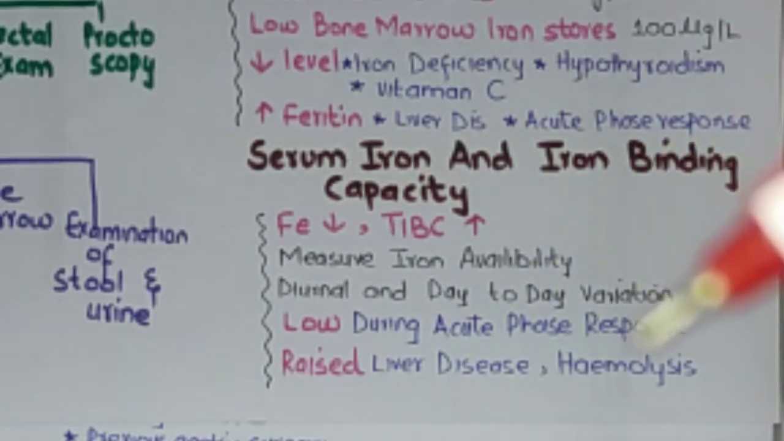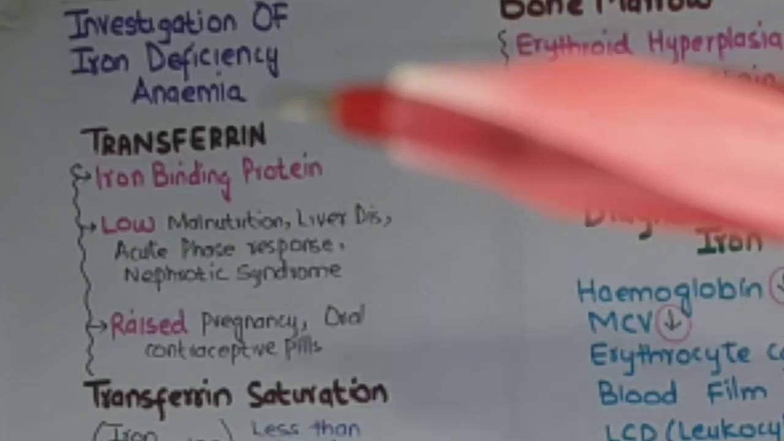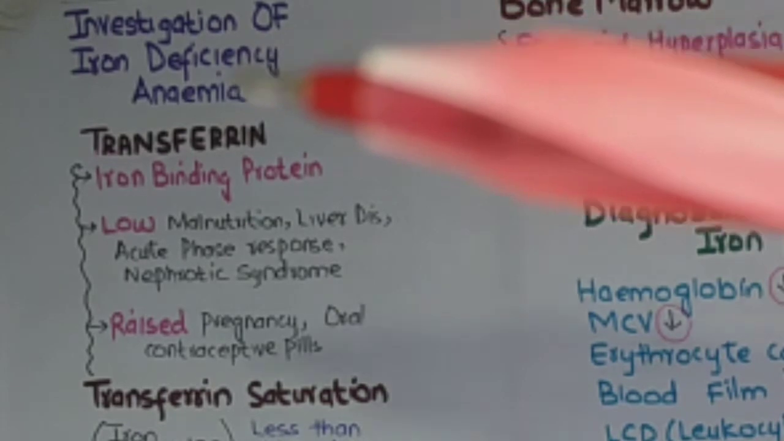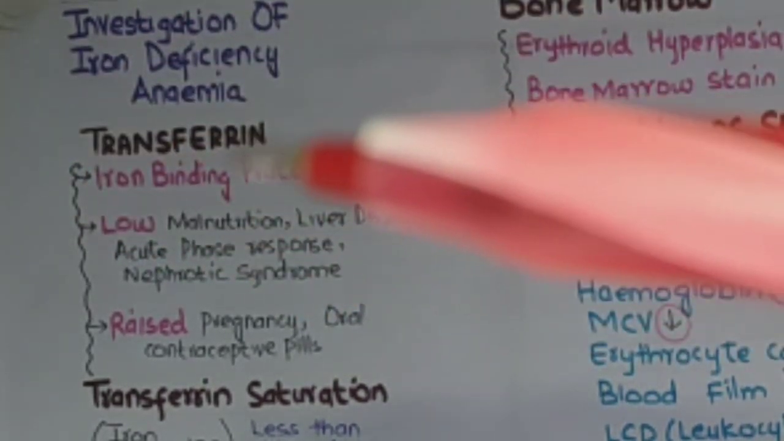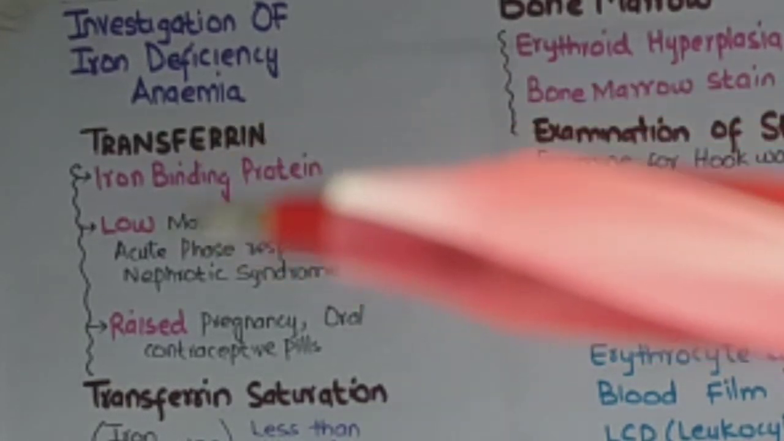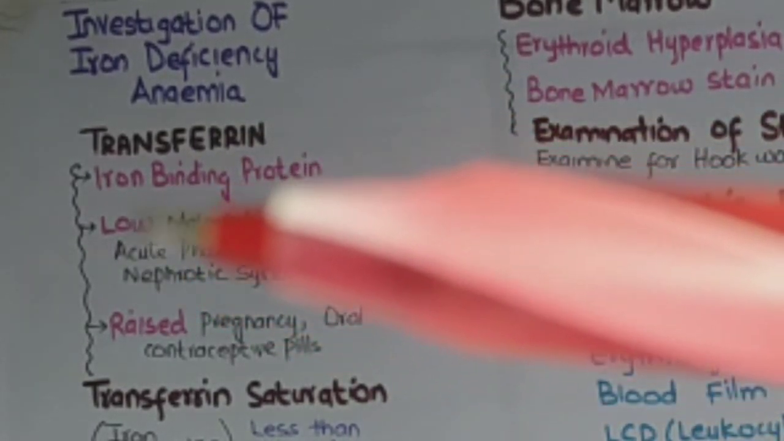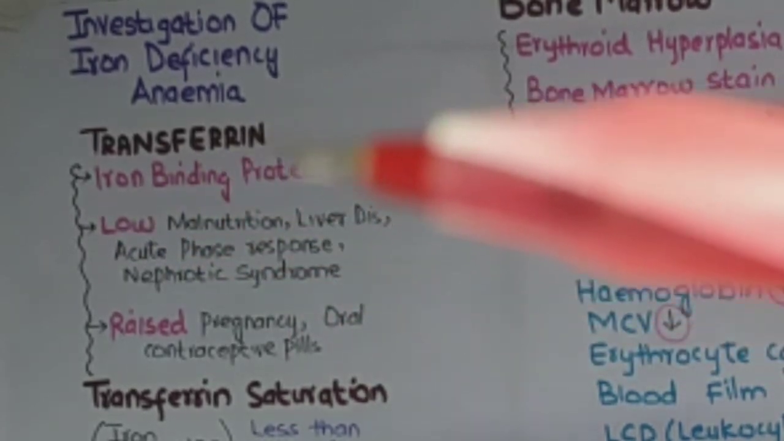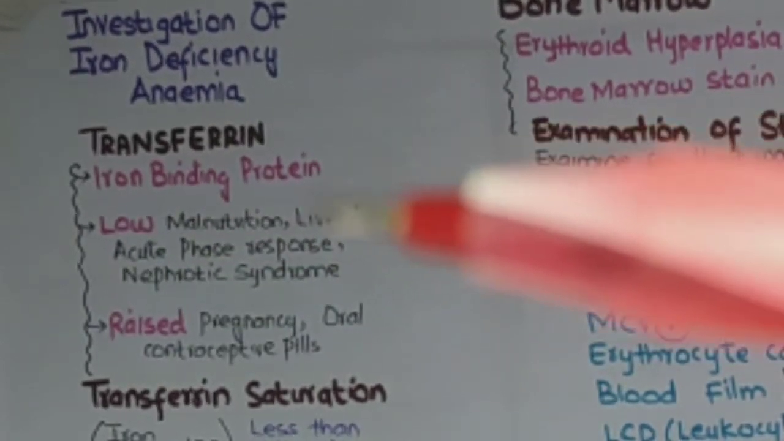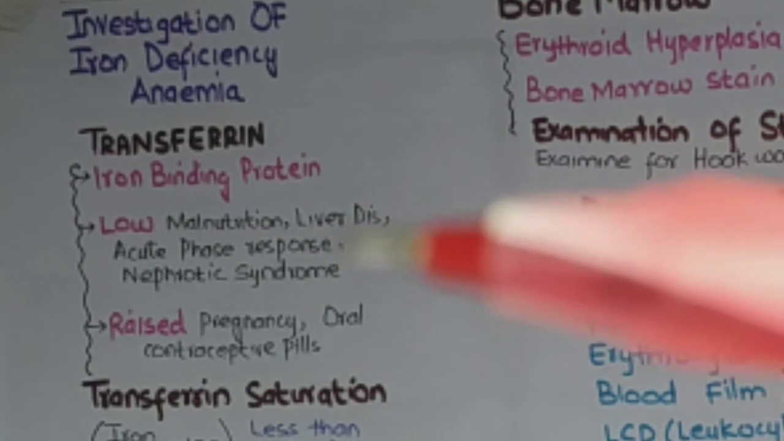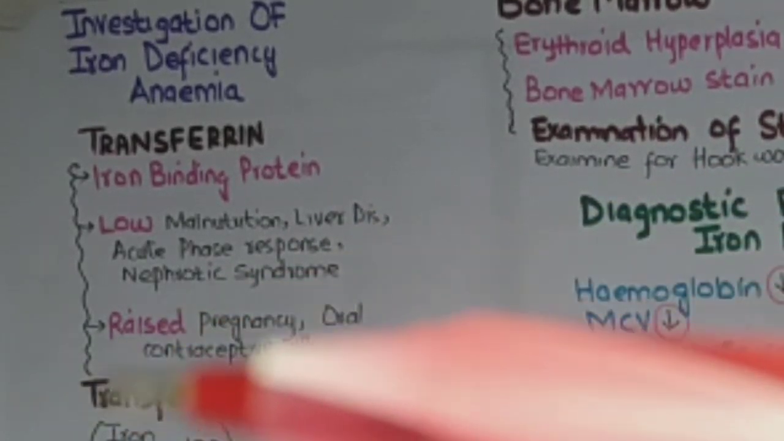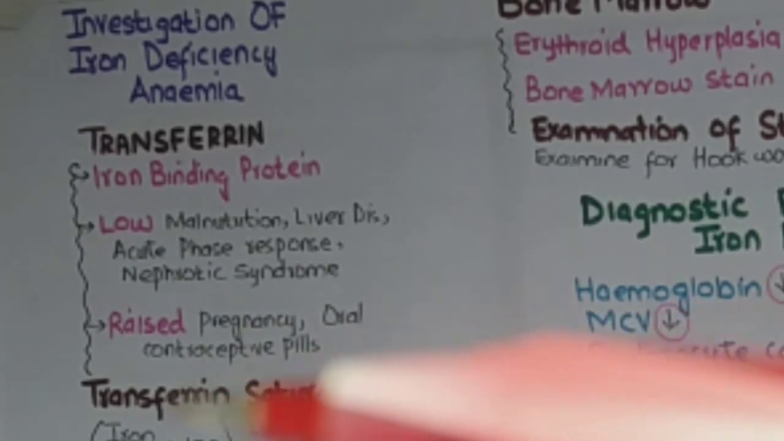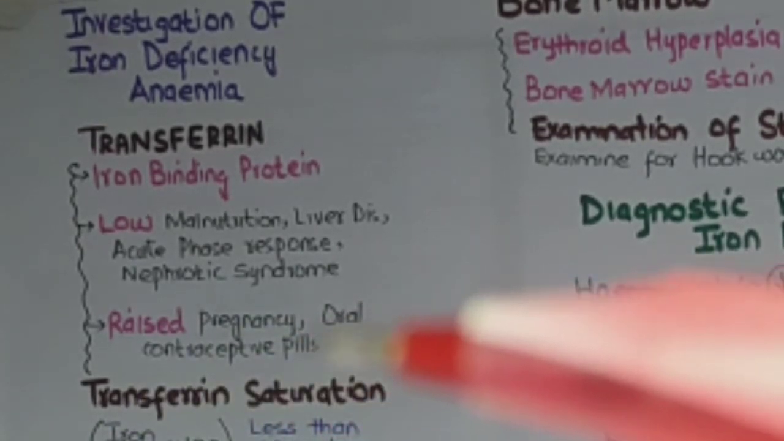and the value will be raised in liver disease and hemolysis. Friends, the next investigation of iron deficiency anemia is we will measure the level of transferrin. Transferrin is an iron binding protein, and the value of transferrin is low in other conditions like malnutrition, liver disease, acute phase response, and nephrotic syndrome. And the value of transferrin is raised in pregnancy and with oral contraceptive pills.